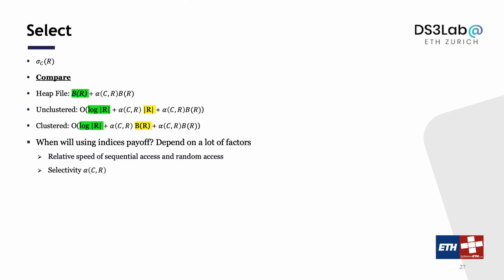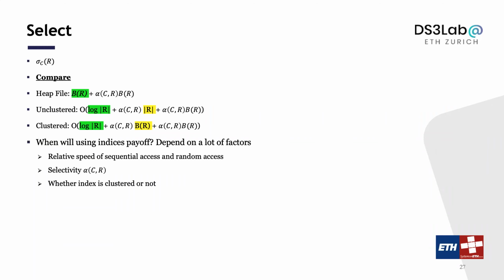The selectivity also matters, right? For example, when alpha goes to 1, as you can see, using an unclustered index will actually be slower, because you're better off just scanning the file and returning everything to me, rather than fetching every single tuple that's scattered around in my heap file. So it's not always the case that using an index will pay off. The selectivity is a very key constant when you are making a decision on which one to use.